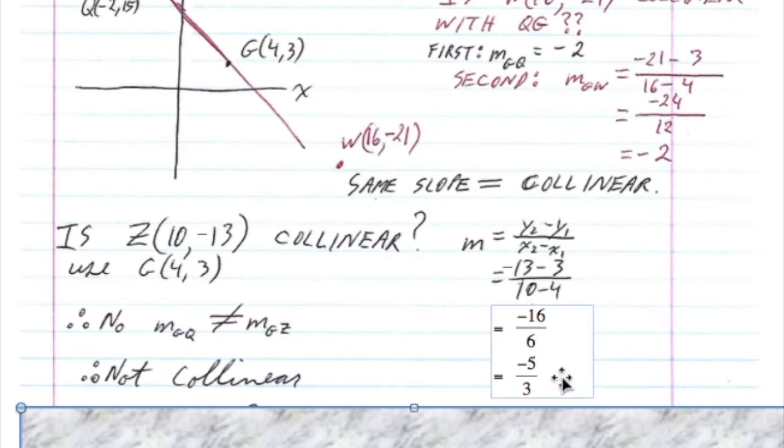So the fact that these slopes are not the same, even so small a difference, it now means that it's no longer collinear.